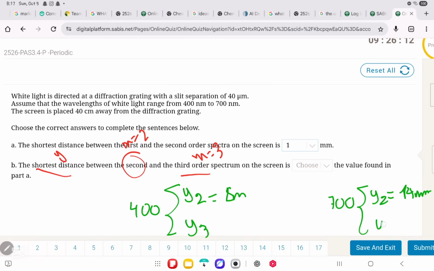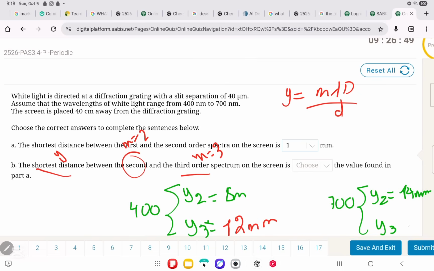Now let us find the value when m is 3. Again, we need to apply the equation, which is y is equal to mλD over d. So y is equal to m, which is 3, times λ, which is 400 times 10 to the power of minus 9, times capital D, which is 40 times 10 to the power of minus 2, divided by small d, which is 40 times 10 to the power of minus 6. And this will give us an answer of 12 millimeters.